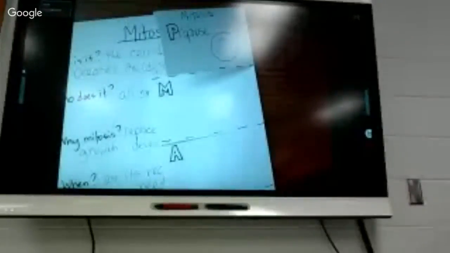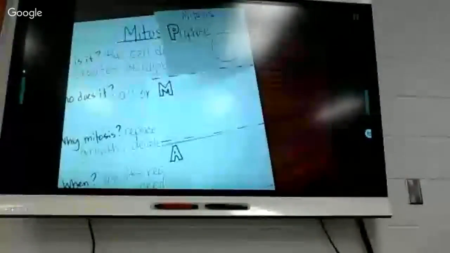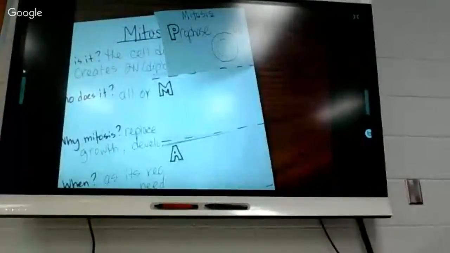Where do your chromosomes come from? Where do you get your chromosomes from? Your mom and your dad. Yeah, your mom, your dad. So that's why we're using 2 different colors: one represents dad's chromosomes and the other mom's.